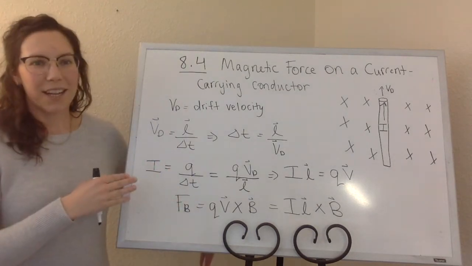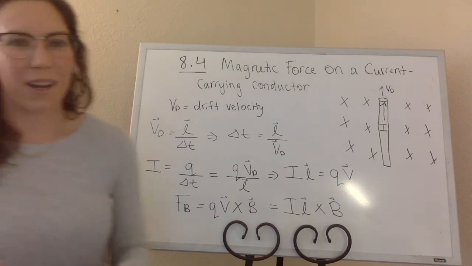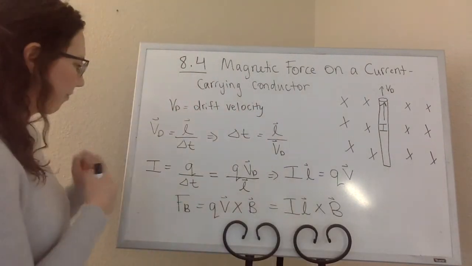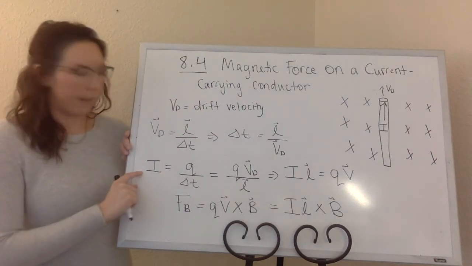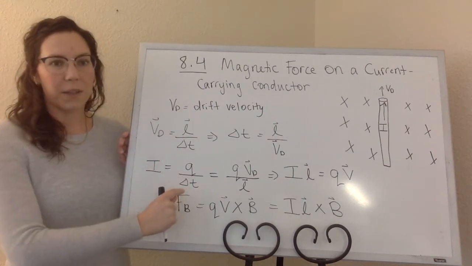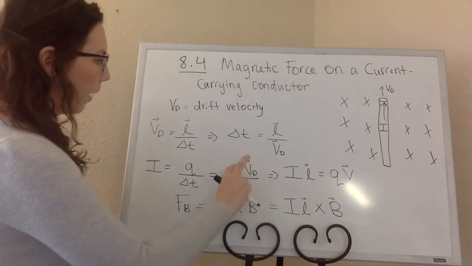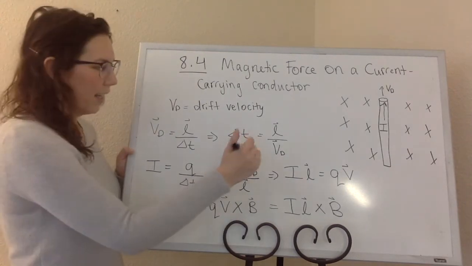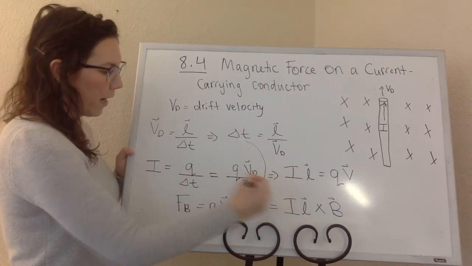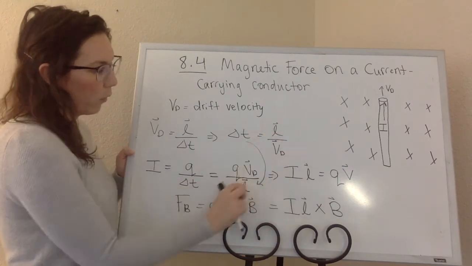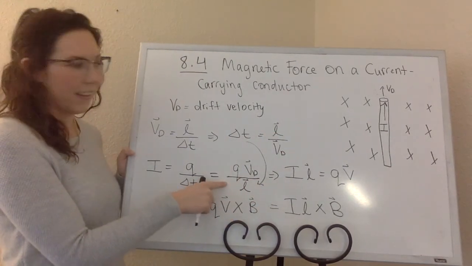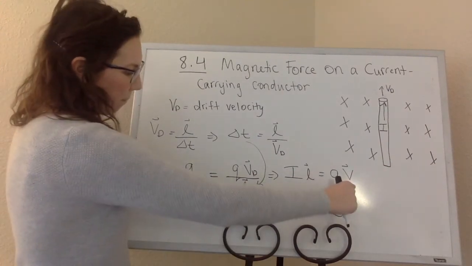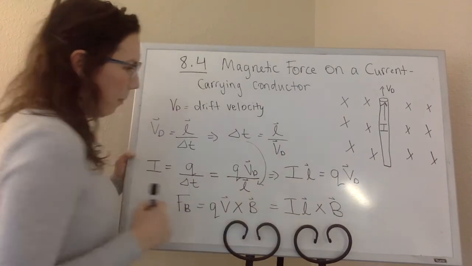I want to do this so I can rewrite the equation for the magnetic force on a moving charge to show magnetic force on a wire. Our equation for current is I equals Q over delta T, the charge per unit time. And what I want to do is just plug in delta T right in this denominator, which means this is L over Vd, and it inverts since it's in the denominator. And then this can be written as IL equals QVd, drift velocity if you want to label that.